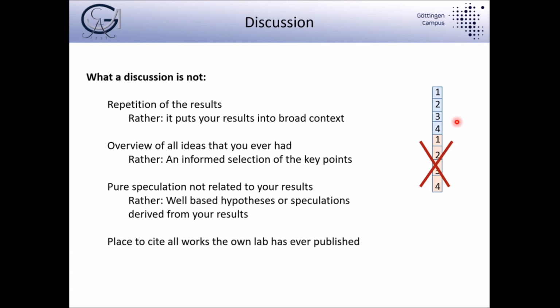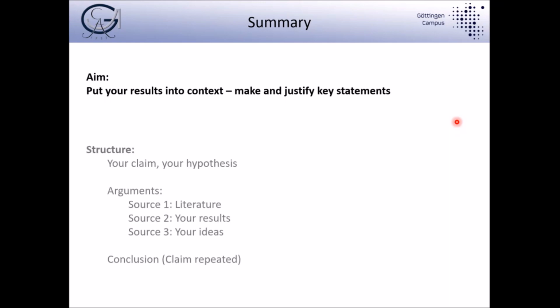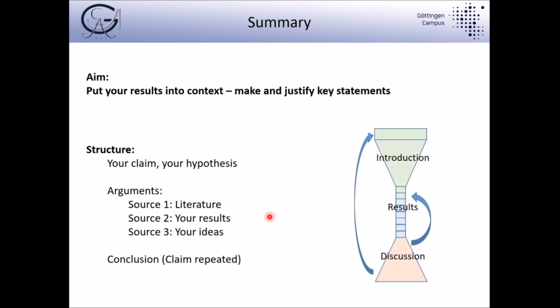Again, the discussion is not the place to cite all the works that the own lab has ever published, but only those that are really relevant for this project. Summary: the aim of the discussion is to put your results into context, to make and justify key statements. And the structure is: first you have a claim, you pose a hypothesis, and then you bring arguments. And the arguments come from the literature, they come from your results, from your ideas, and at the end you conclude. Usually this will be the claim that you have here repeated. And overall, a paper has a structure of an hourglass where the discussion comes from specific to general.